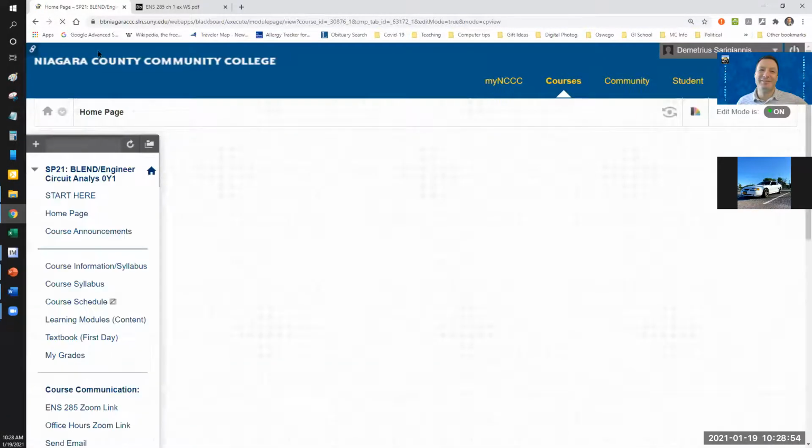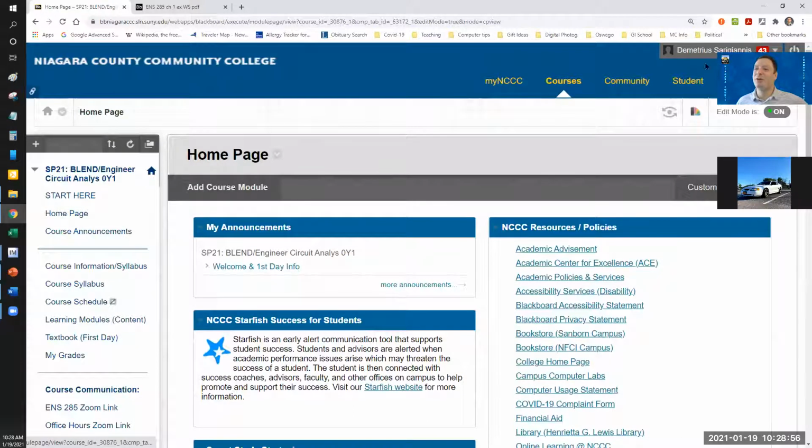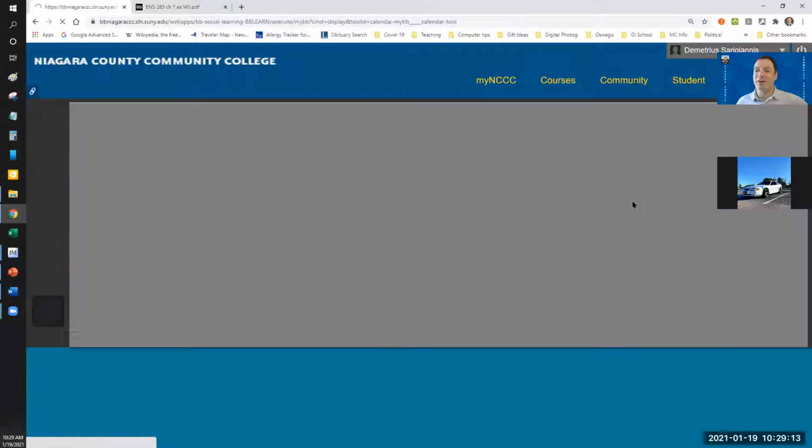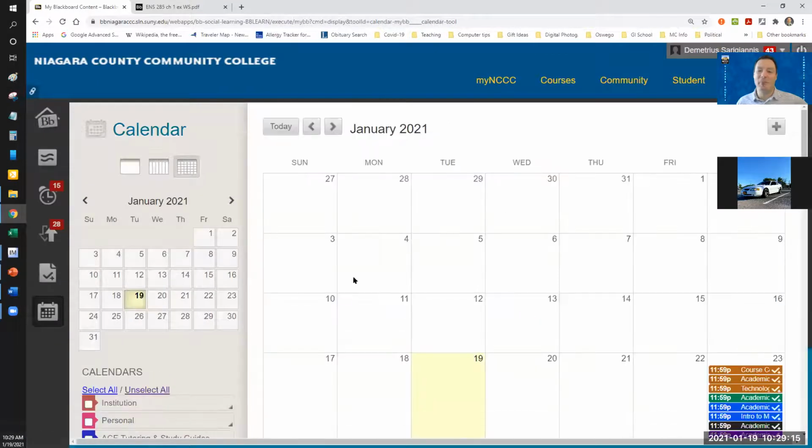All right. Up in the corner here, you should see your name. And if you don't know about this feature, it's really going to be handy for you. If you click that, there's a drop-down menu. And mine is just a disaster because I've got courses from other semesters, and there's a little calendar icon. If you click that calendar icon, it takes you to your calendar.